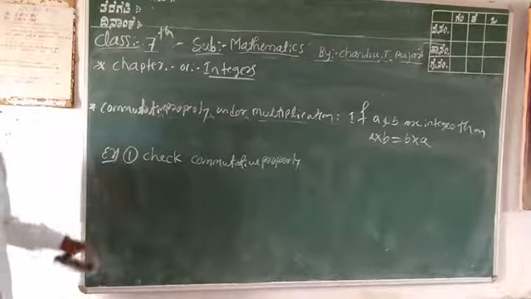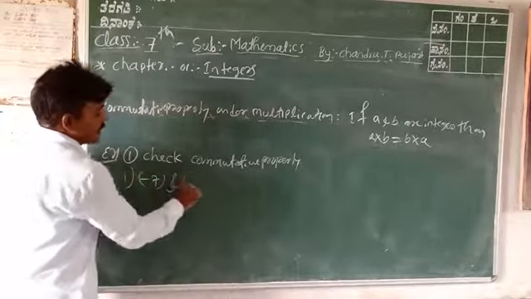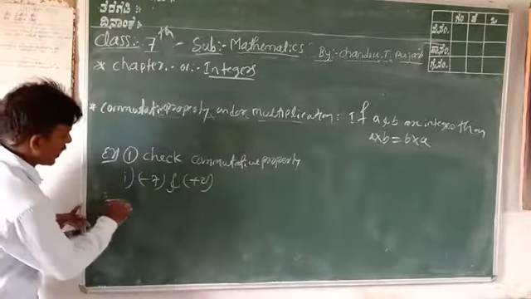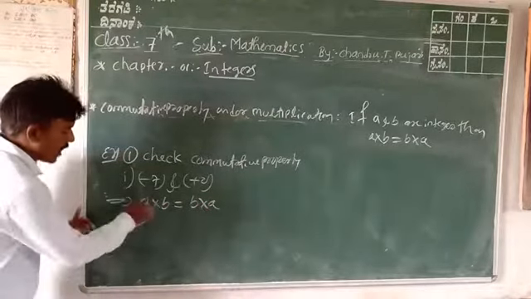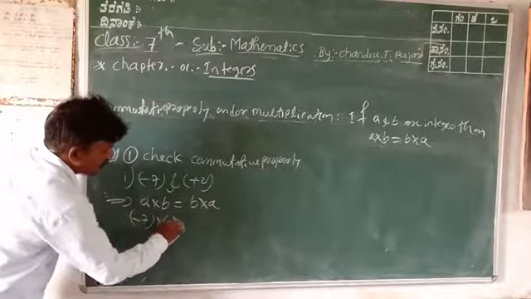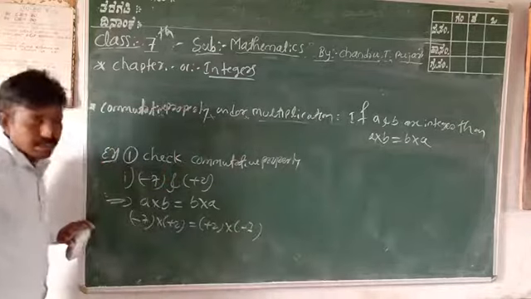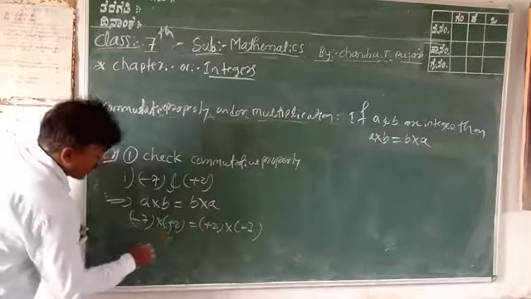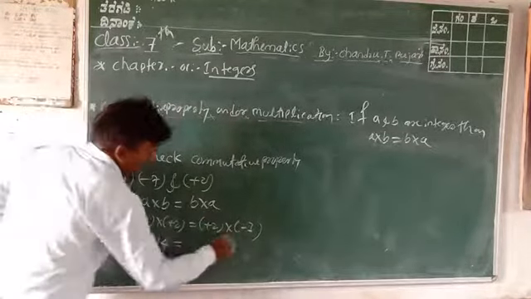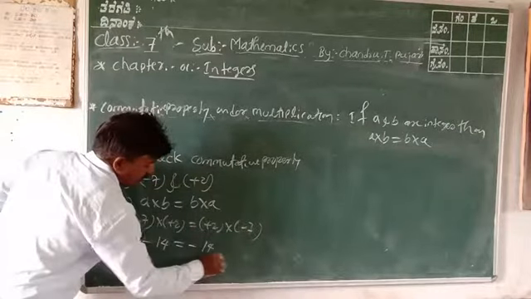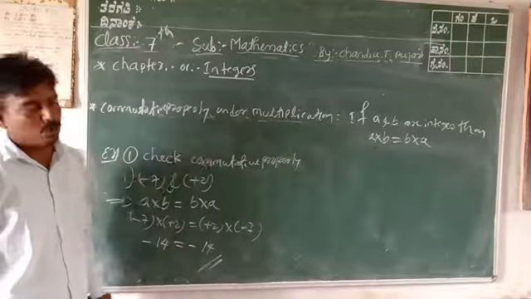Therefore, commutative property means you can check example number 1. You can choose any integers, minus 7 and plus 2. Our rule is A into B is equal to B into A. Therefore, A value is minus 7 into B value is plus 2 is equal to B value is plus 2 into A value is minus 7. Multiplication of these two: minus into plus is minus, 7 2s are 14, is equal to, again plus into minus is minus, 2 7s are 14. Therefore LHS is equal to RHS. Our commutative property under multiplication holds good.